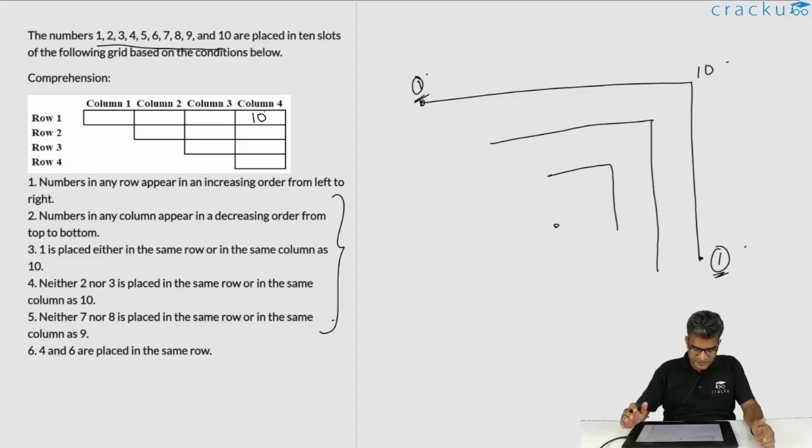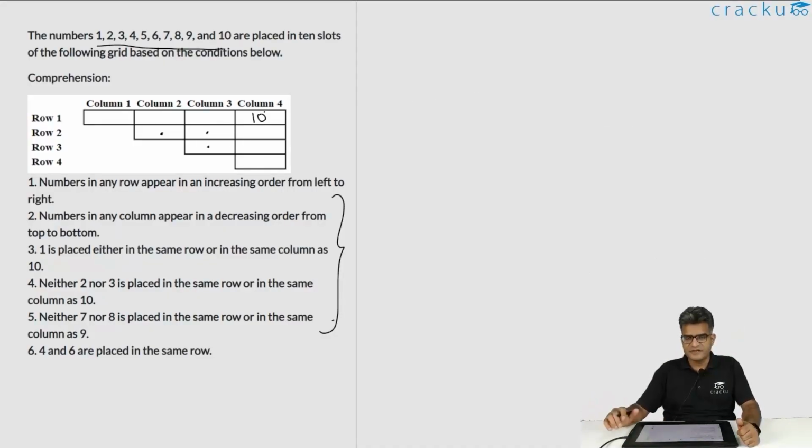2 and 3 are placed neither in the same row nor in the same column as 10. So none of these numbers in the first row are 2 and 3. None of these numbers are 2 and 3. So either this is 2 or this is 2. Basically, out of these 3 numbers, 2 of them have to be 2 and 3. And one of them will be different. Now, if you are trying to identify which one it will be, here we have 3 dots. These 3 dots, 2 of them have to be 2 and 3.